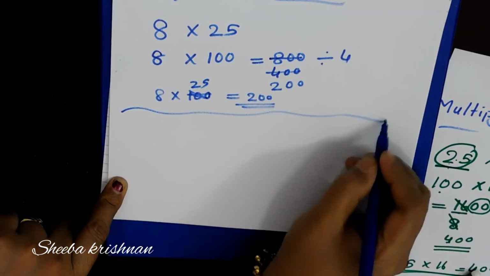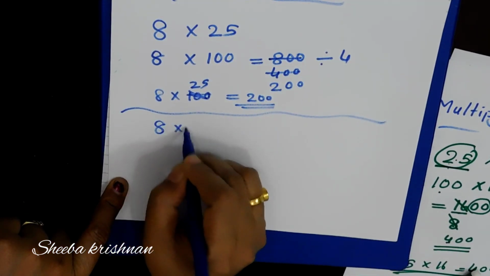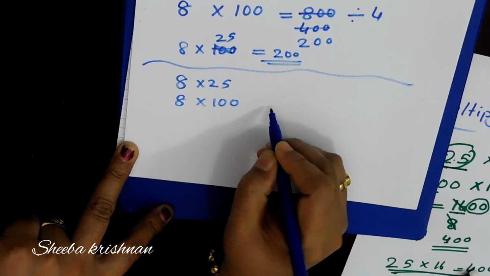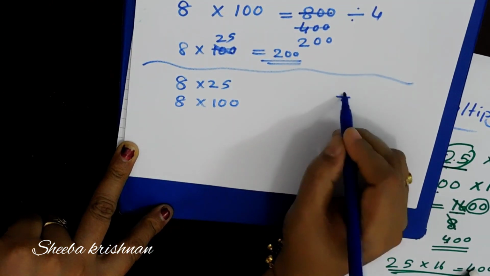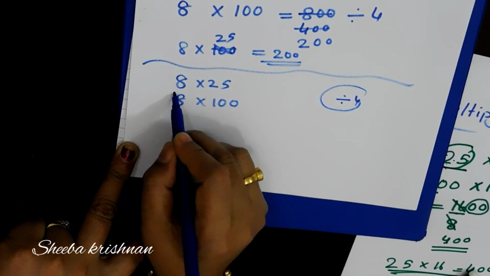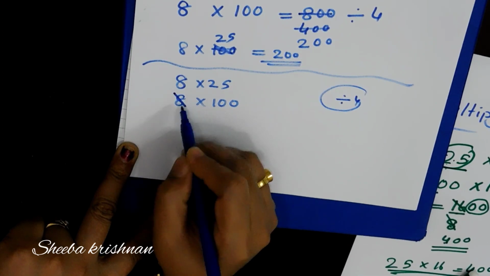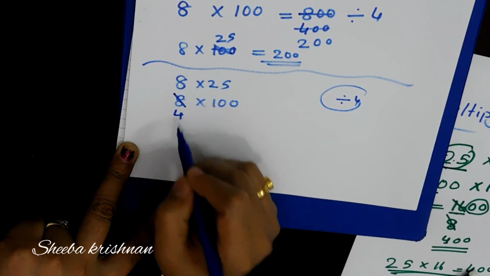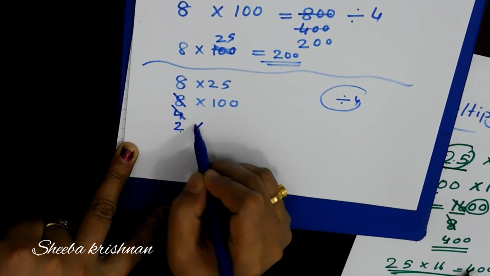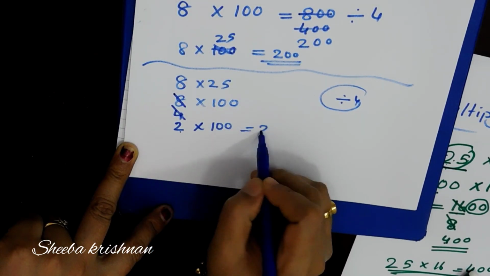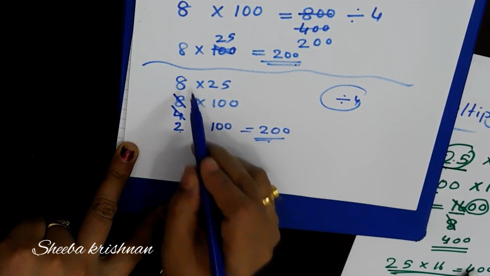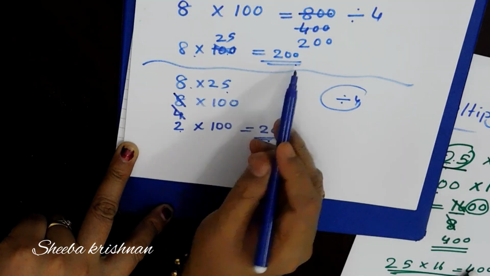Okay, or the other method I told you, 8 times 25. So 8 times 100 we will find. I told you after that we have to divide it by 4. So this division we will do first. Dividing a number by 4 means take the half, again half. So half of 8 is 4 and half of 4 is 2. So 2 times we took the half. Then multiply it by 100. So it will be 200. Look here, we got the same answer. 8 times 25 is 200.